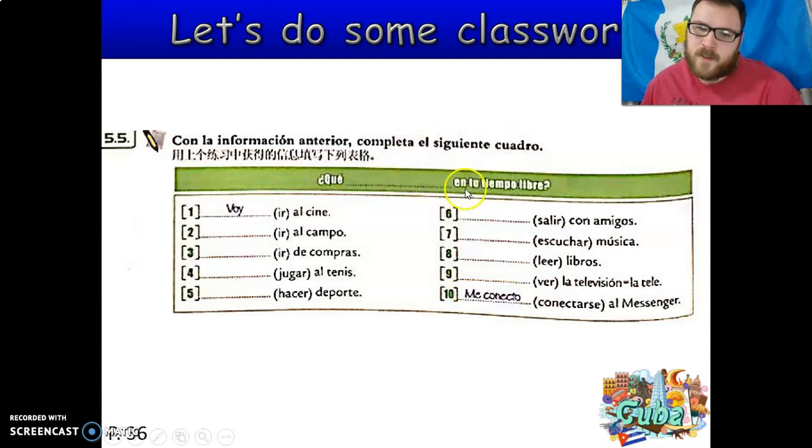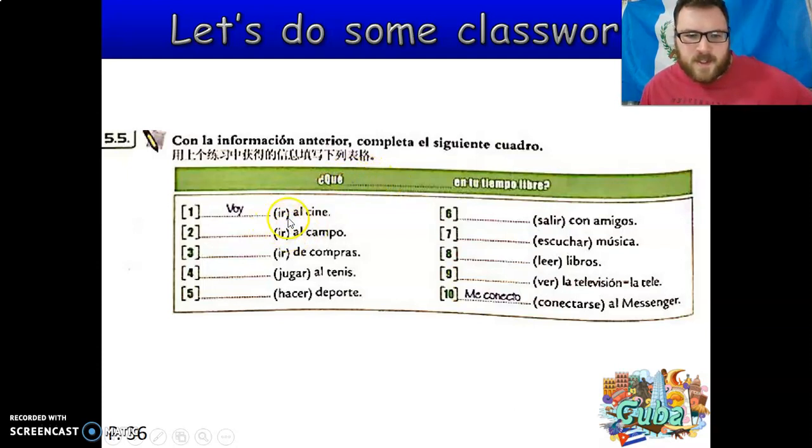Okay, blank en tu tiempo libre, en tu tiempo libre. So what blank in your free time? Please tell me you know this one. If you don't, look at the previous PPTs. This verb needs to be about you. So what you blank in your free time. Okay, it's one word. It's a conjugated verb. Figure it out.